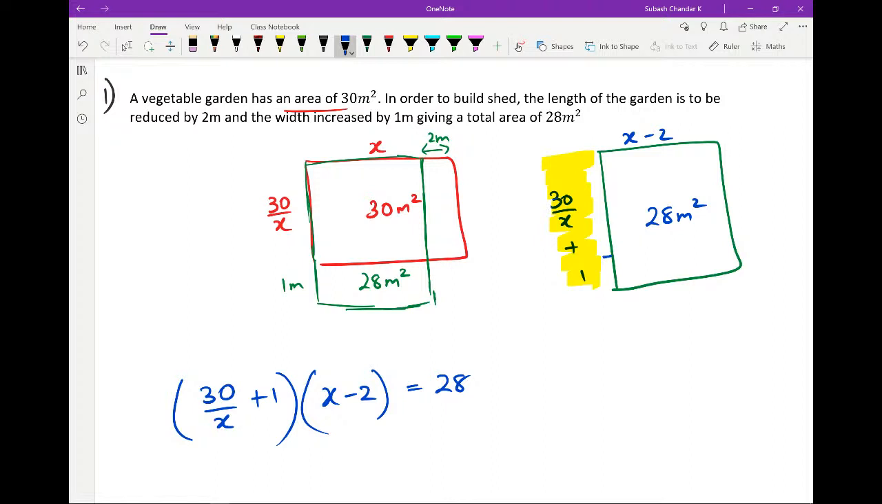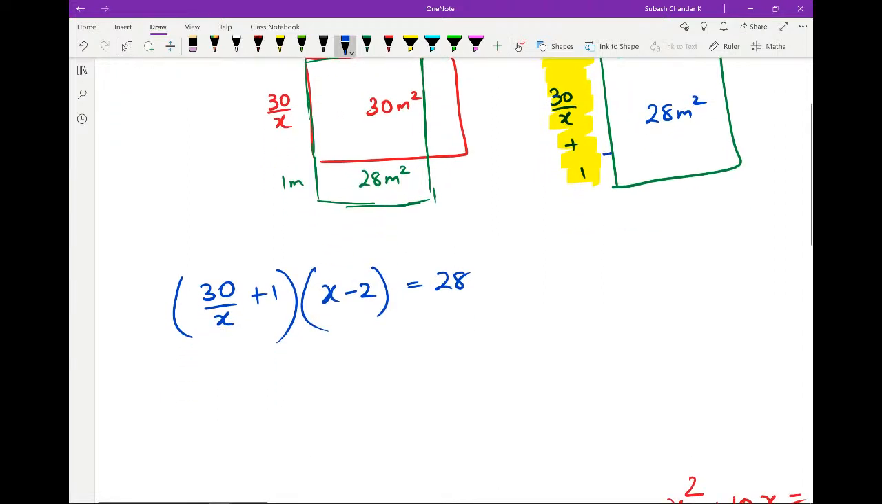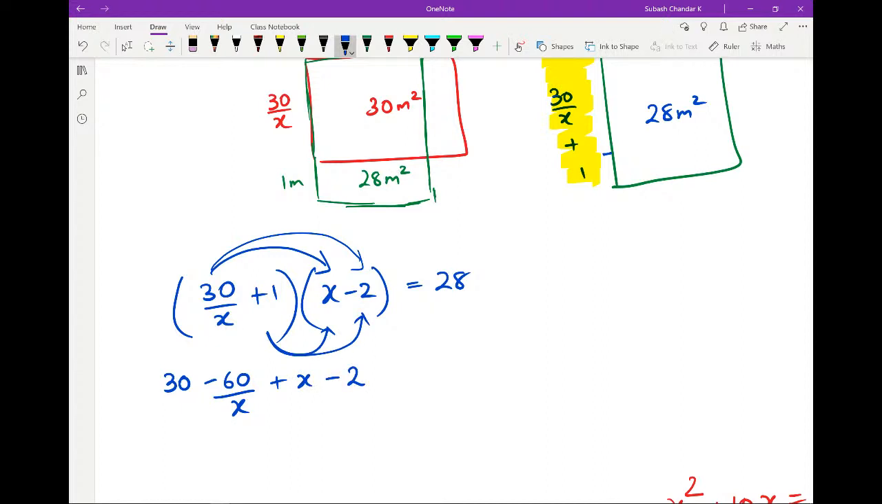Now we treat it exactly like a quadratic equation, folks. With a quadratic equation, we expand it. We're basically using the FOIL method here. First, 30 over x times x equals 30. Then 30 over x times negative 2 equals negative 60 over x. Then 1 times x is just x. And then 1 times negative 2 equals negative 2. All of this is equal to 28.